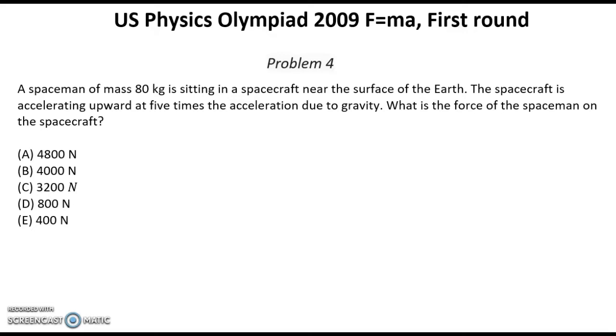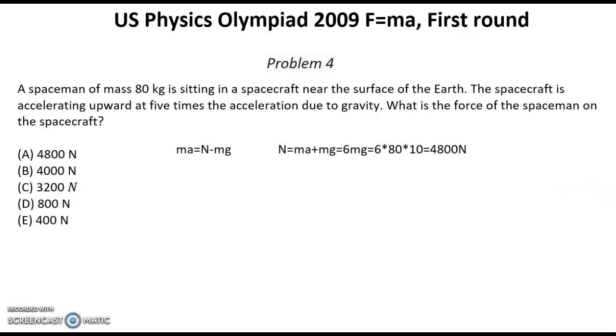Solution. To solve this problem, we need to use Newton's second law. This is our equation: ma equals the normal force minus the force of gravity, because the normal force is acting up and gravity is acting down, and the acceleration equals 5g. So from here we can find the normal force. That will be this one.